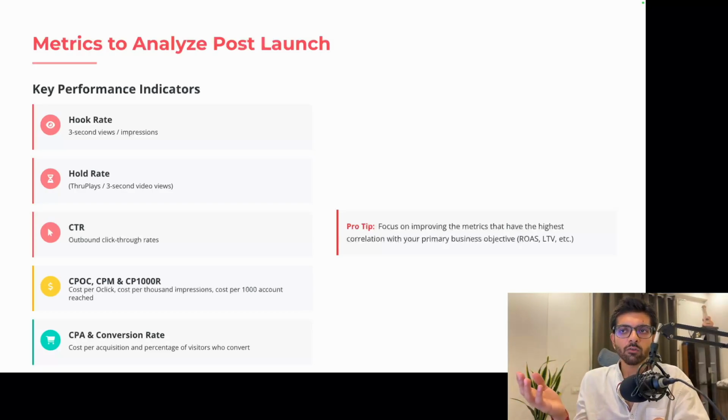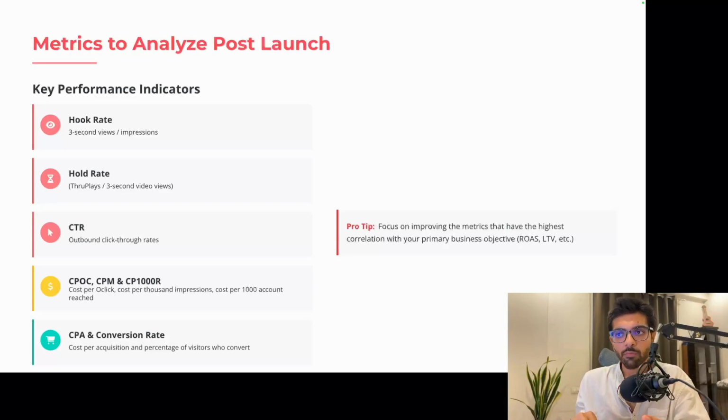Then click-through rates, people who clicked on the ad and visited your website. And then certain cost-related metrics like cost per outbound click, cost per non-simple clicks, right? People can click on the video and read more and all these signals can be taken, but cost per outbound click is basically people leaving the platform and visiting your site.